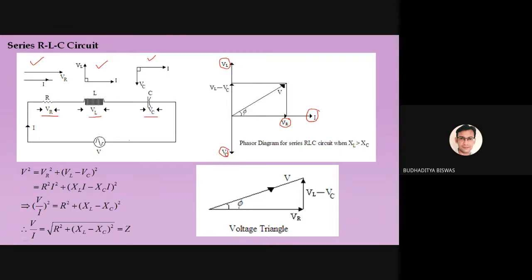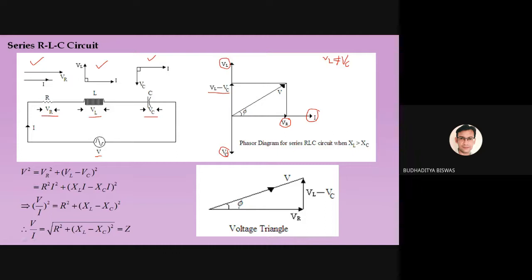What is V? V is nothing but the phasor or vector summation of VR plus VL plus VC. So how do we take this? Obviously here we consider that VL, the voltage across the inductor, is not equal to the voltage across the capacitor, because if these two are the same, it again becomes a resistive circuit. So here we consider VL not equal to VC. So what we need to do is find VL minus VC.